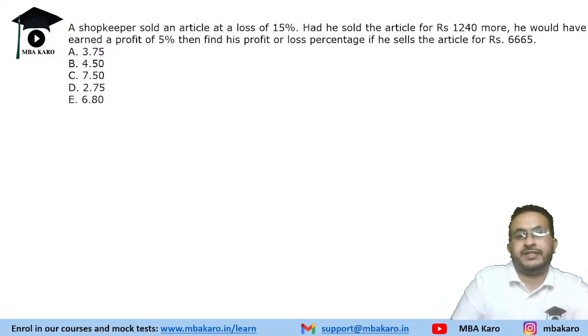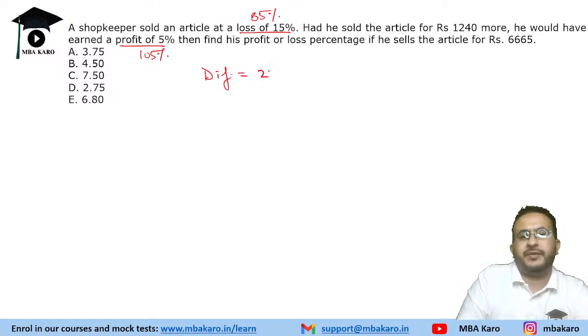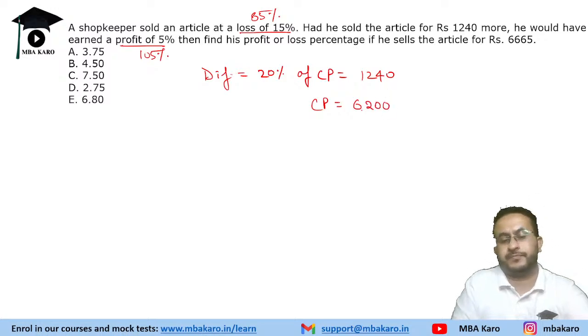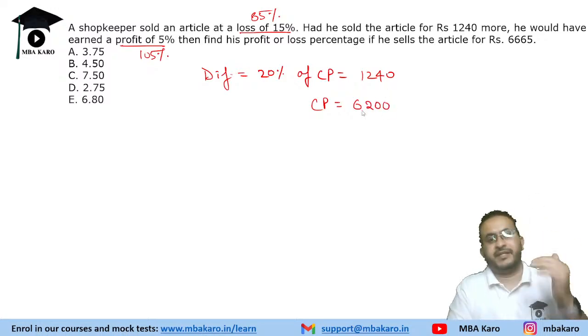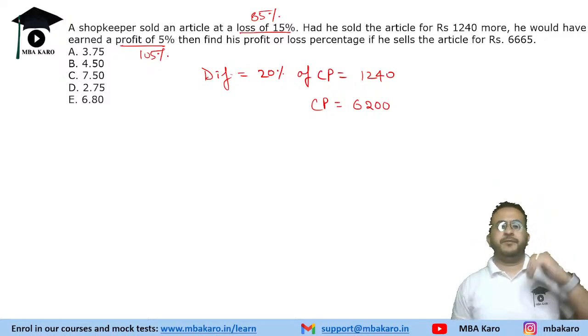So we will take the two cases. There is a loss of 15% and a profit of 5%. Loss of 15% means he is selling at 85%, and in the other case at 105%, right? So what is the difference? The difference is 20% of what? Of cost price. That is equal to 1240. Okay, so multiply by 5. So we'll get cost price is 6200. ठीक है, ये मेंटली कैलकुलेशन हो जाना चाहिए कि 20% is 1240.